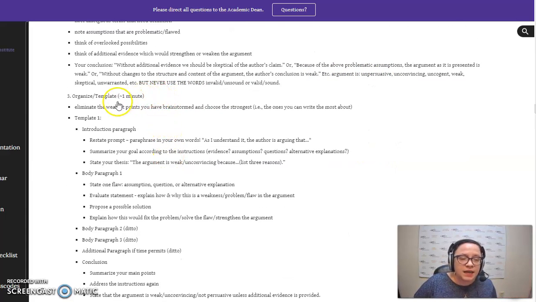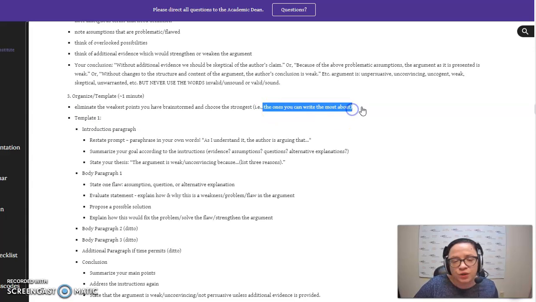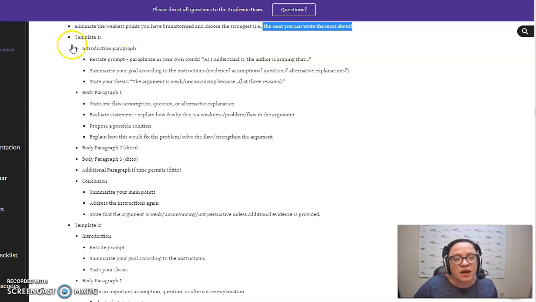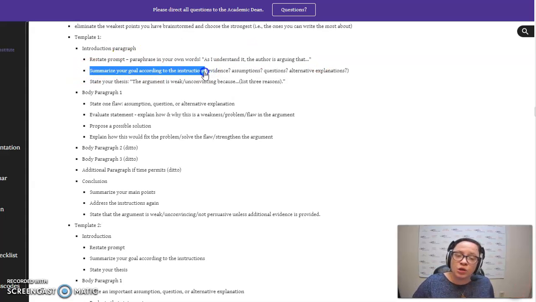Then they organize again by templates. Eliminate the weakest points you've brainstormed, and of course choose the strongest. Those are usually the ones that you can write the most about. And I have a template where, again, the introduction paragraph is almost always the same in these. You restate the prompt: as I understand it, the author is arguing. You summarize your goal according to the instructions: I will attempt to show what necessary evidence is missing.